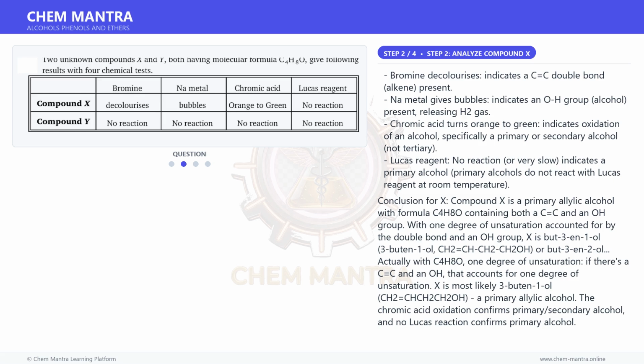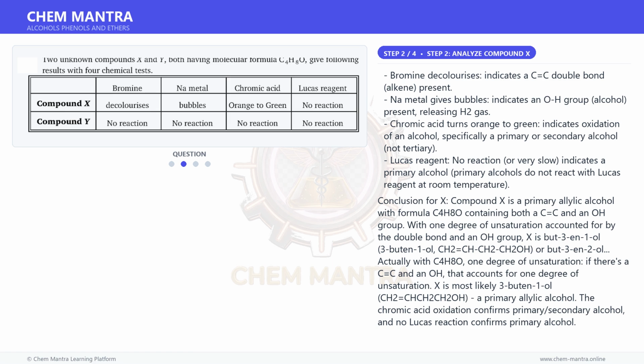Bromine decolorizes, indicates a C=C double bond, alkene present. Now Na metal gives bubbles, indicates an OH group, alcohol present, releasing H2 gas. Chromic acid turns orange to green, indicates oxidation of an alcohol, specifically a primary or secondary alcohol, not tertiary. Lucas reagent, no reaction or very slow, indicates a primary alcohol. Primary alcohols do not react with Lucas reagent at room temperature.